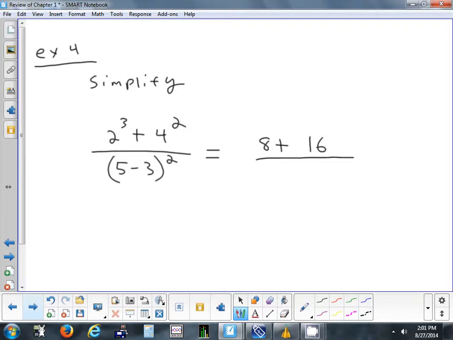Okay. How about in the bottom? What's the first thing you got to do there? Yep, Clayton. The parentheses, 5 minus 3, which would be 2. Okay, so I still have my exponent, but I just did what's in parentheses. 5 minus 3 is 2. Okay, let's take a look at the top. We have 8 plus 16.